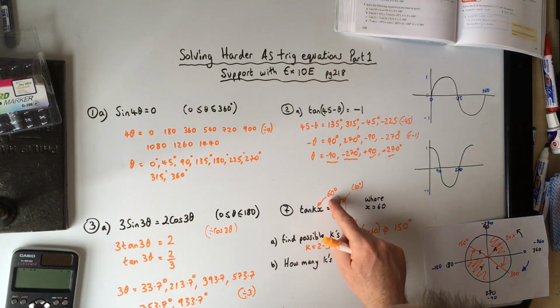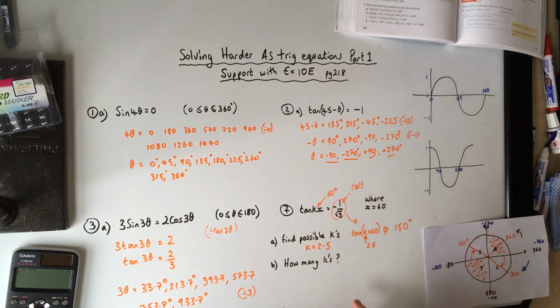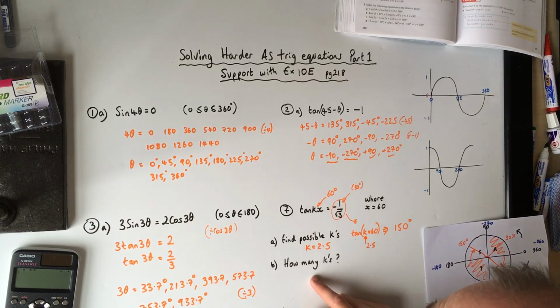5 lots of 60 would be 300. The tan of 300 would be minus 1 over root 3. Okay, so k could be 2.5, it could be 5. But it just says find a possible value for k. I think that's the answer it gives you in the back. It doesn't say part B, it actually says state with justification whether this is the only such possible value of k. In other words, justification, give a reason.